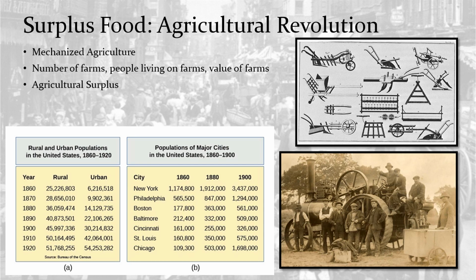And you can see in these charts, urban and rural populations, slowly but surely, by 1920, we start to see a larger urban population than we see a rural population. And that is a process that really takes from the 1860s down to the 1920s to happen.